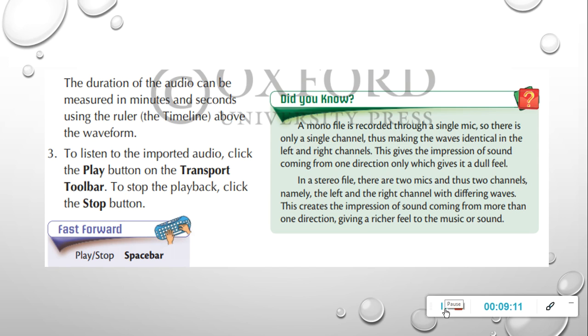Now the next is the duration of the audio, which can be measured in minutes and seconds using the ruler, the timeline above the waveform. To listen to the imported audio, click the play button on the transport toolbar. To stop the playback, click the stop button. Okay, play and stop are your space bar on your keyboard. This shortcut key is given in your textbook. If you want to play your audio or stop your audio, then you can click on the space bar button.